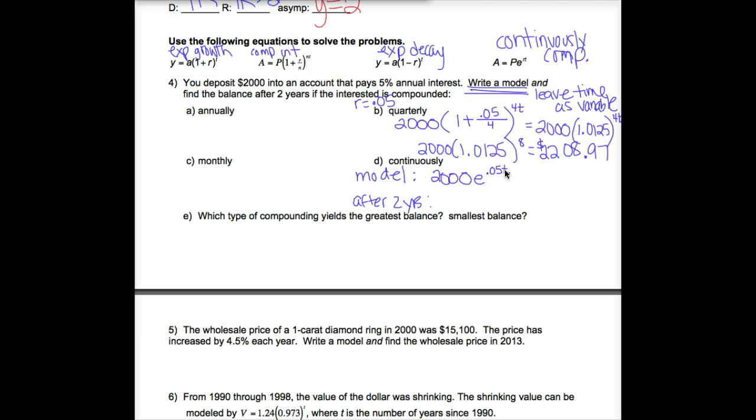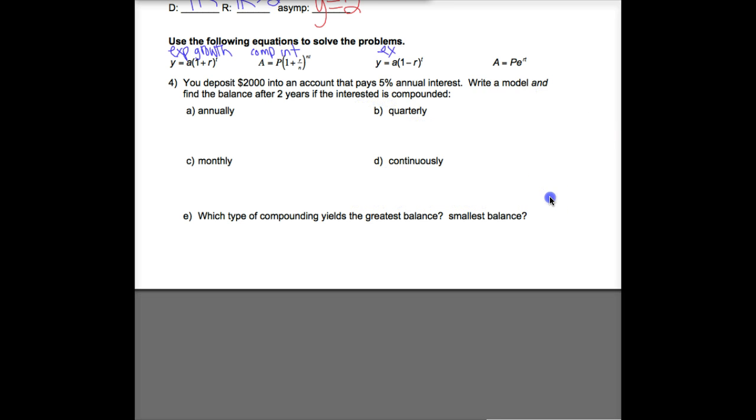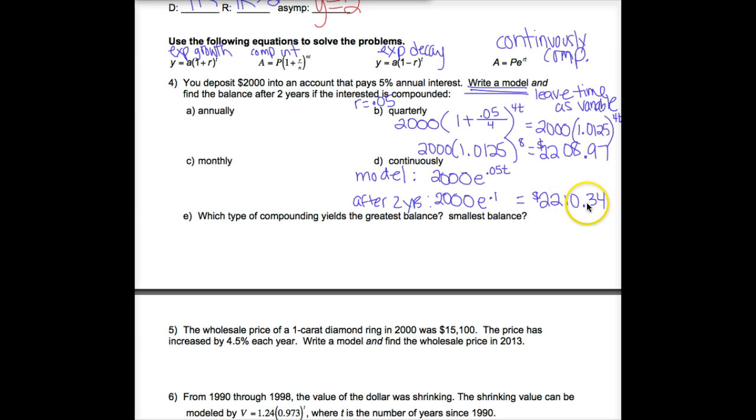So 0.05 times 2 is 0.1. So you're pressing into your calculator 2,000 e to the 0.1. Please make sure you are showing me your work on your quiz so I know what you did. Otherwise, I'm just going to assume you copied it from your neighbor. And so there would be your answer for continuously. Annually and monthly, you use this again, but annually N is 1, monthly N is 12. Which type of compounding yields the greatest balance? That would be continuously. The smallest balance would be annually.